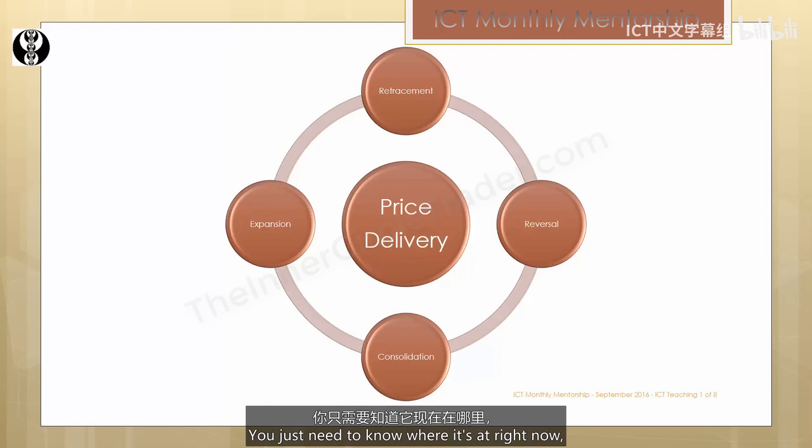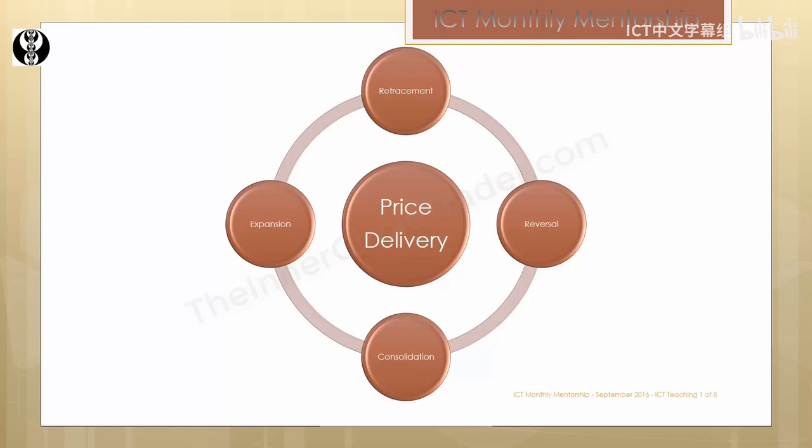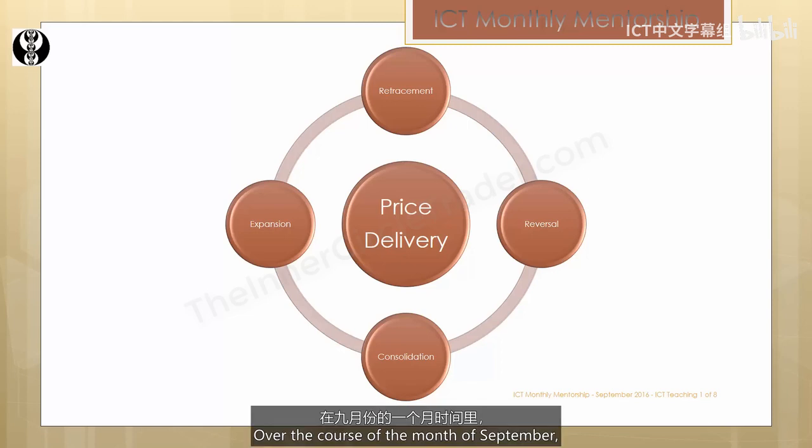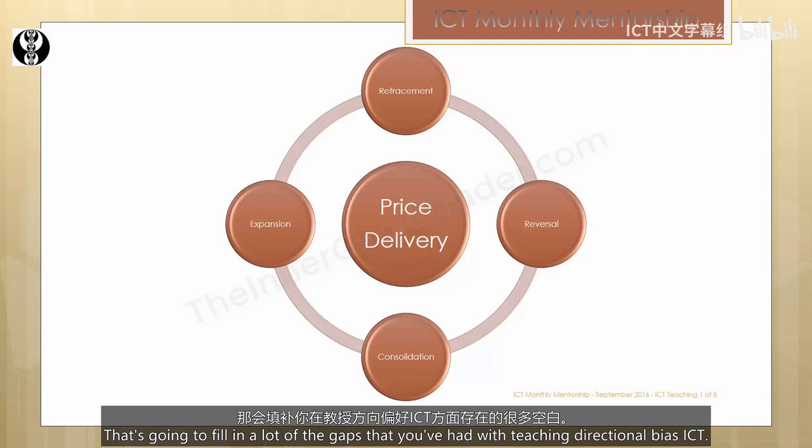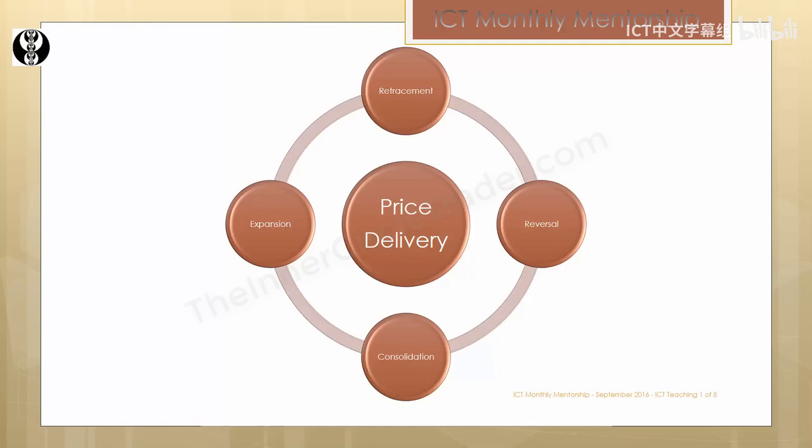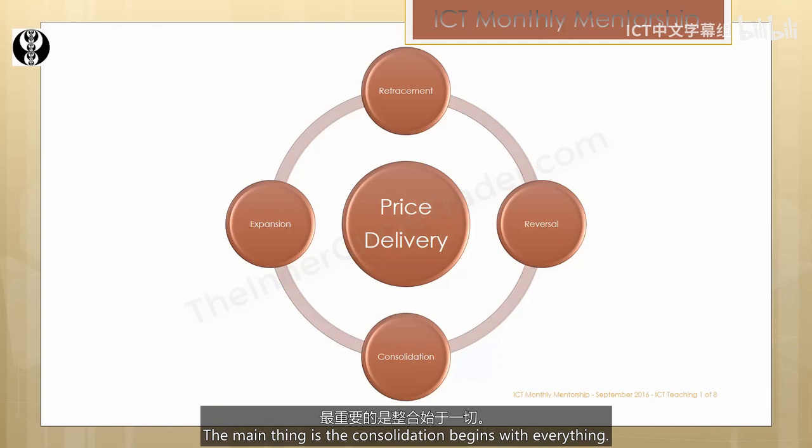No, you just need to know where it's at right now, where it's likely to go, and where it came from. And over the course of the month of September, you're going to get a lot of understanding about how to know where the market's going to go next. And that's going to fill in a lot of the gaps that you've had with teaching directional bias ICT. The main thing is the consolidation begins with everything.